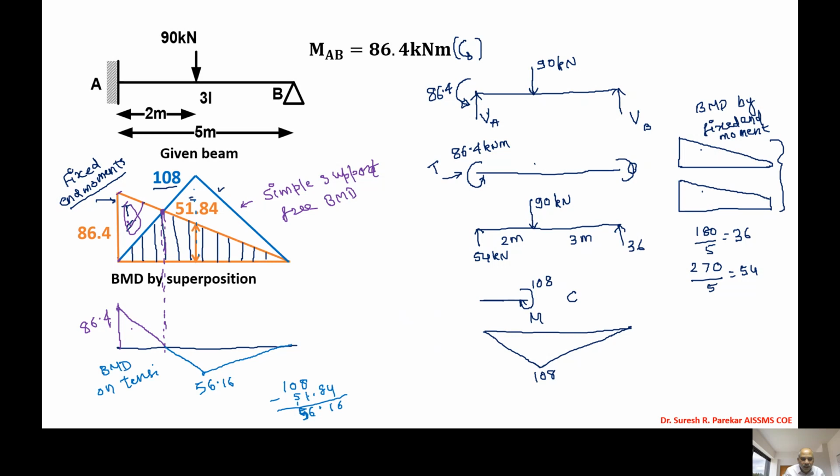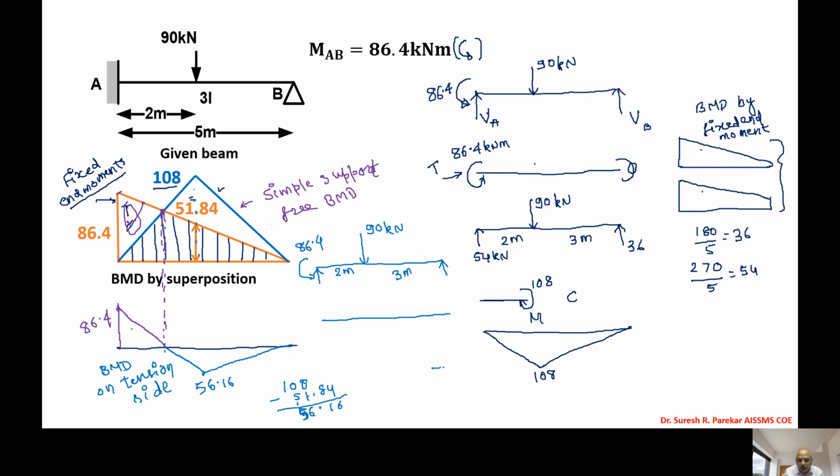Now if you have to plot this diagram directly, how will you go about it? Then we will have this: the 90 kilonewton load, then 2 meters, and then 3 meters. And then you have first 86.4. So we will take it as 86.4.